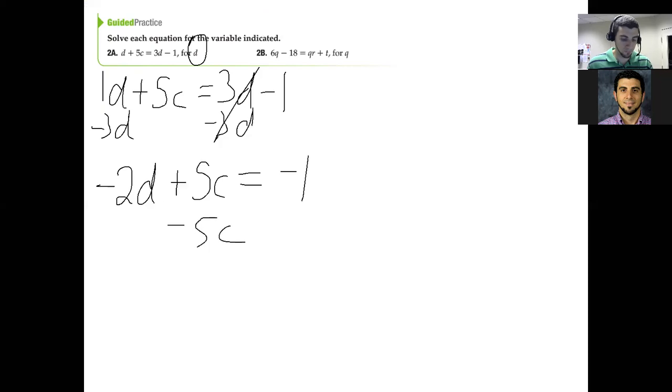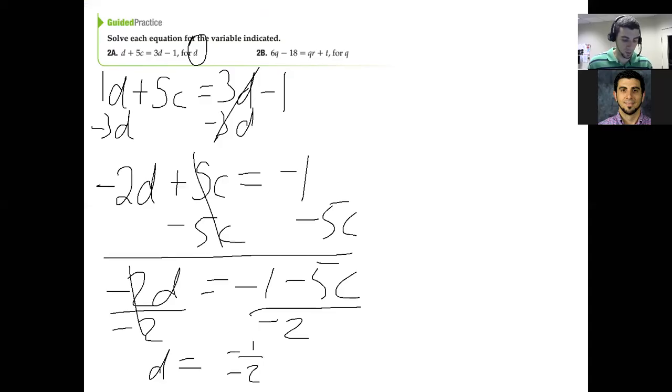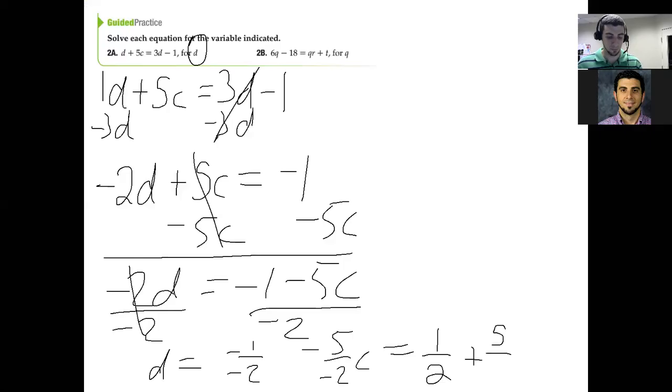Then subtract 5c. You have negative 2d equals negative 1 minus 5c. Divide both sides by negative 2. And you would have d equals negative 1, oh, forgot the negative, negative 1 over negative 2 minus 5 over negative 2c. Now, let me show you something. You can simplify this because negative 1 over negative 2, negative divided by negative is a positive, so it would be 1/2. And same thing with the minus 5 over negative 2. Negative divided by negative, you can still put it as 5/2 c.